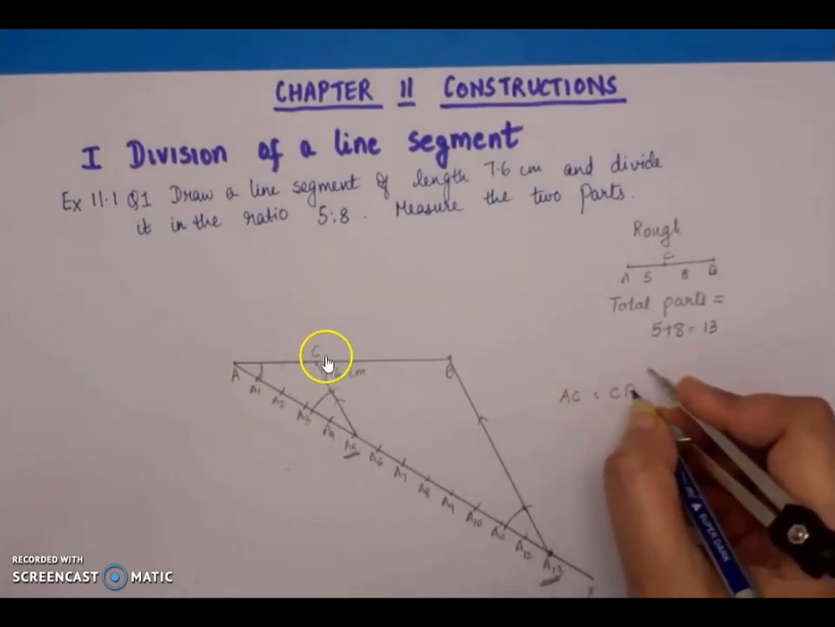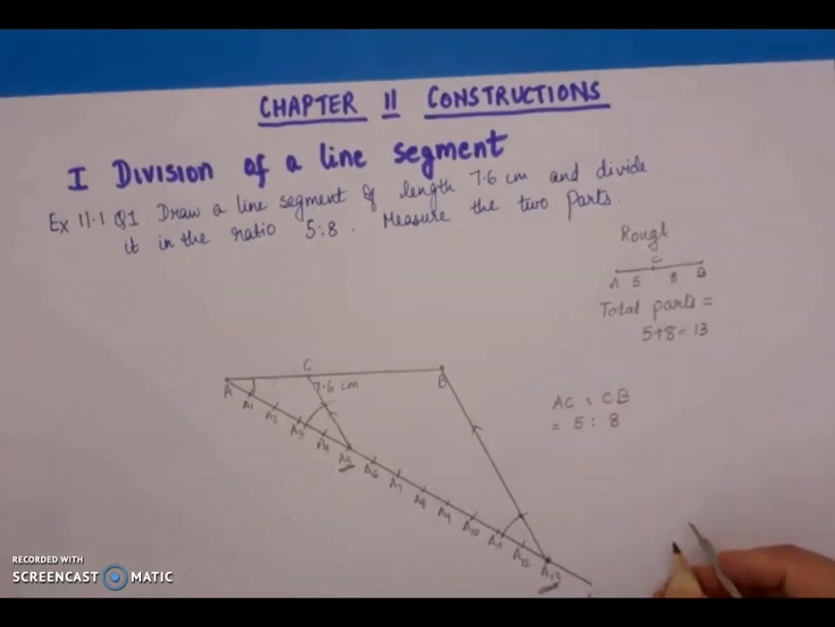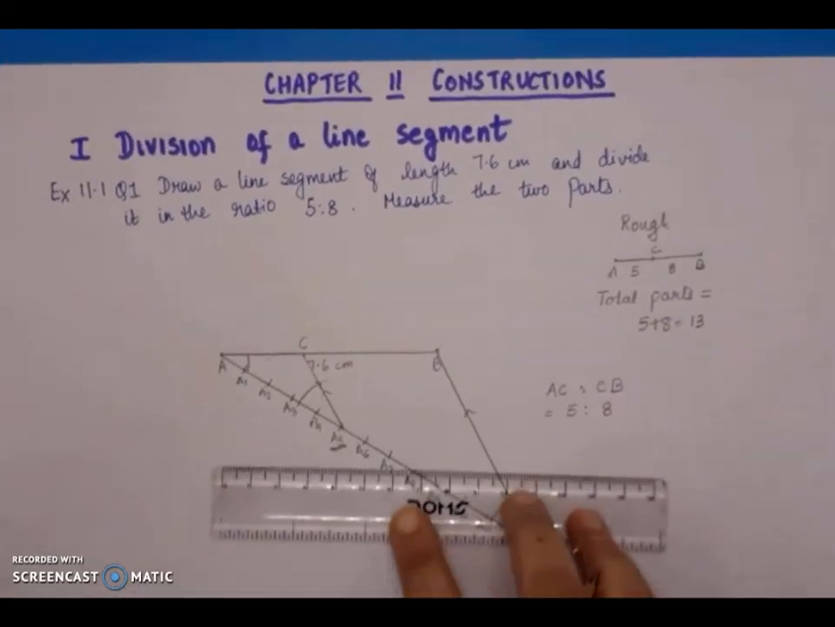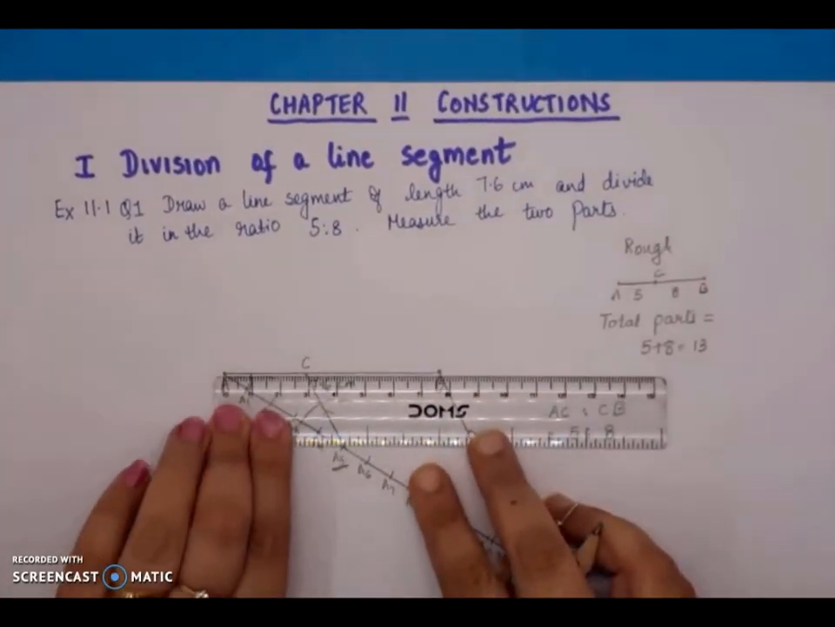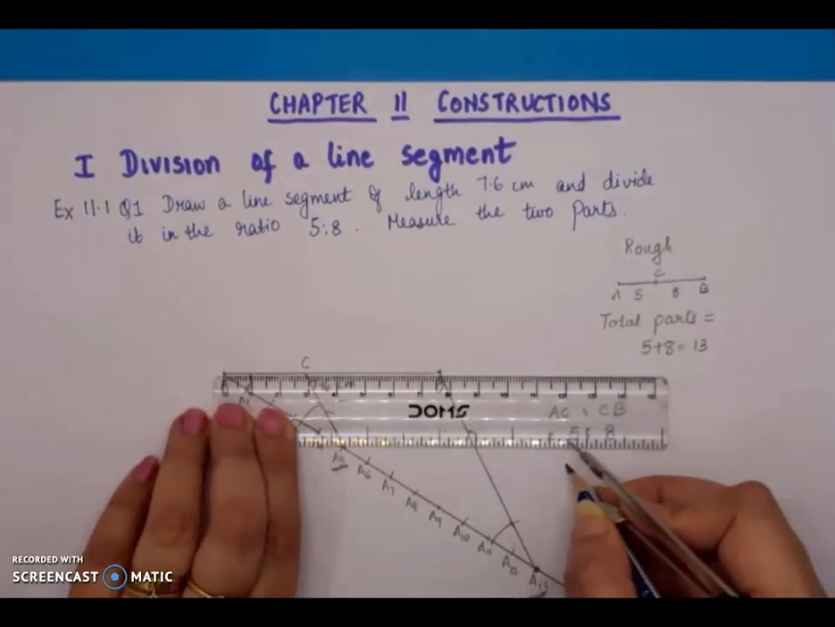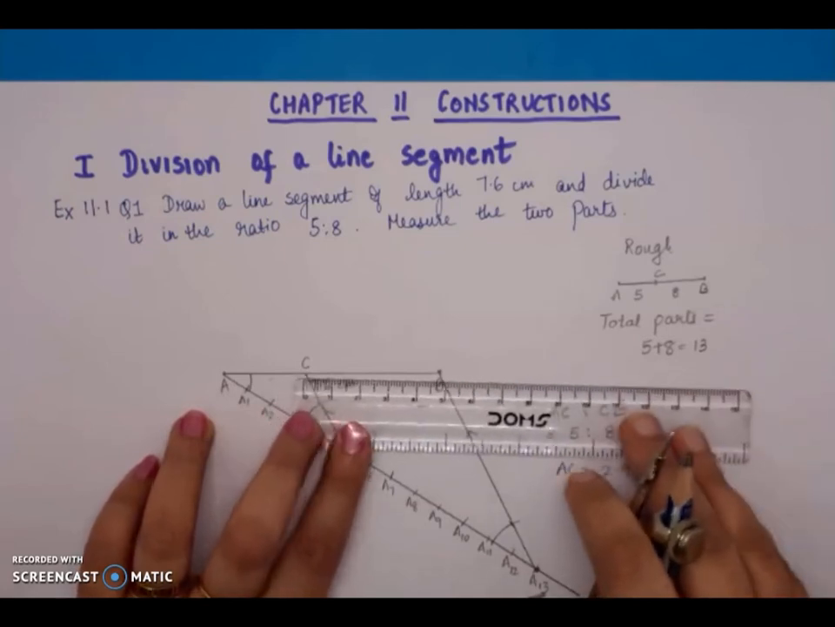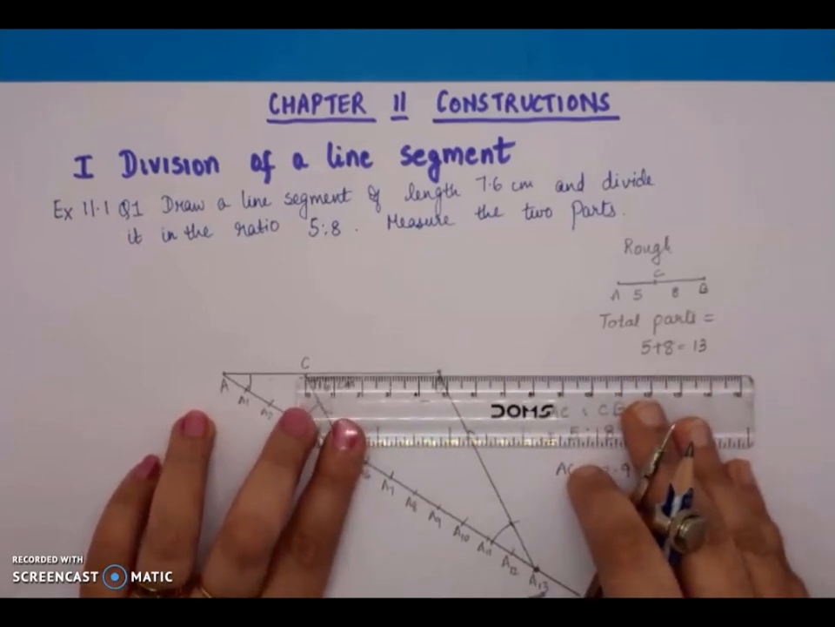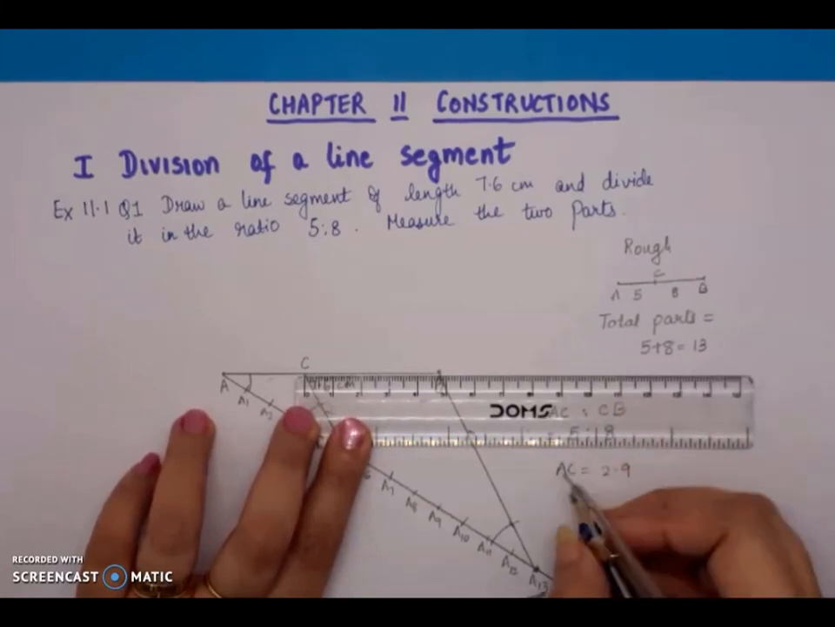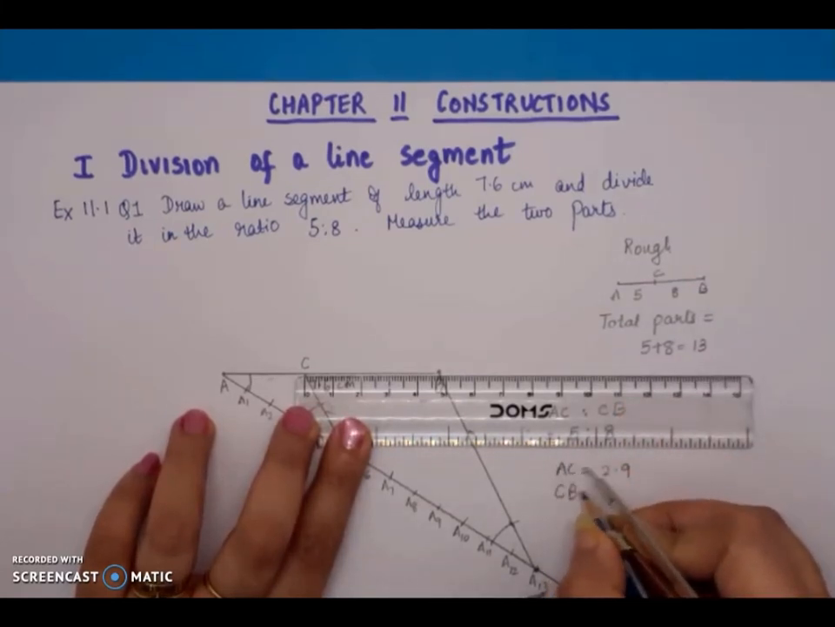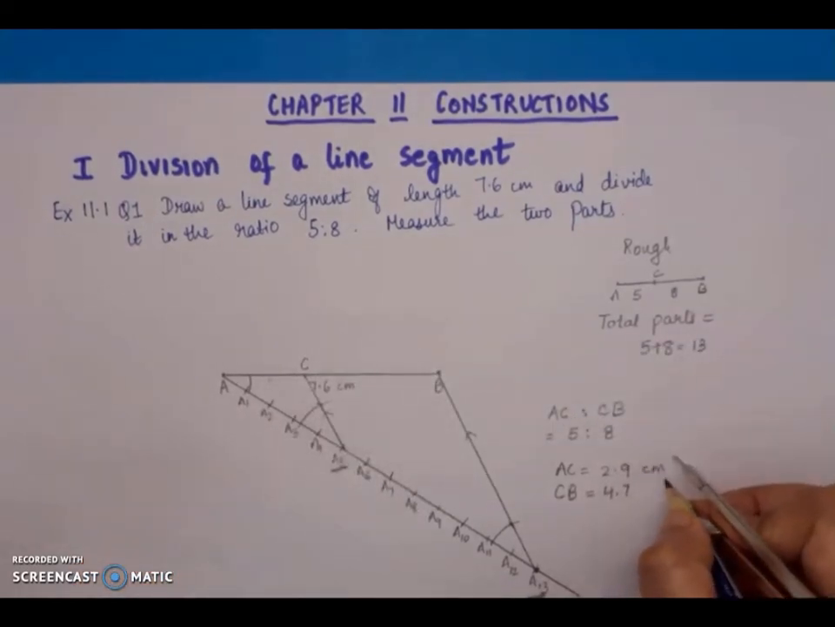And this ratio AC is to CB will be 5:8. Now you also have to measure these parts. So that is measure of AC. AC is coming approximately 2.9 centimeters, and CB also we will measure. CB is coming approximately 4.7 centimeters.